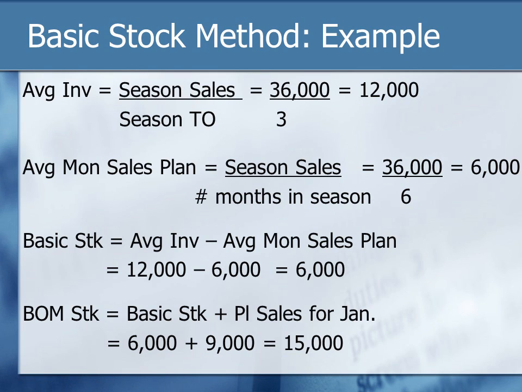So now we're using this $6,000 as the basic stock to come up with our BOM stock level. $6,000 basic stock plus the planned sales for January, which in this case was $9,000. So that gave us the idea that we need to plan to have $15,000 worth of merchandise at the beginning of January.